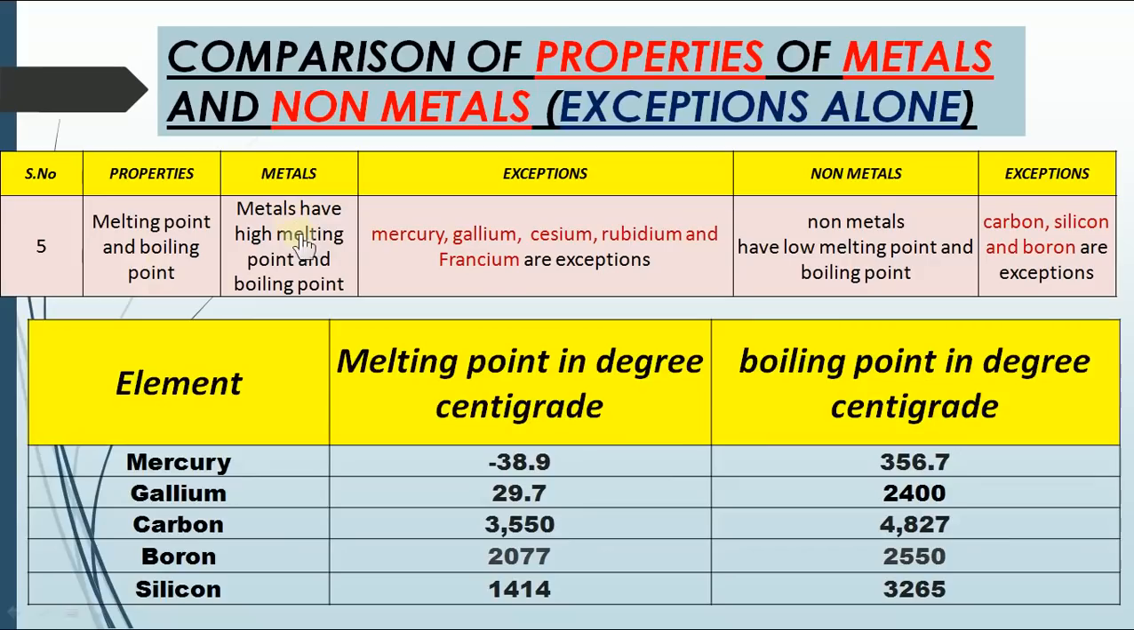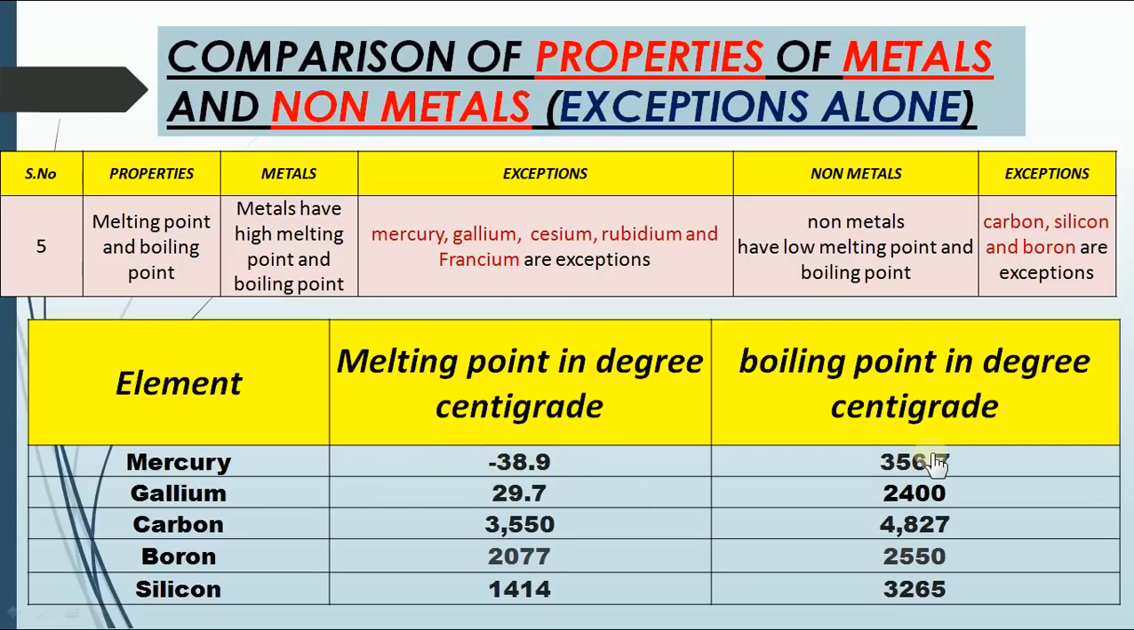Now come to the next property, that is melting and boiling point. Metals usually have a high melting and boiling point, but in our first video we have seen that some metals will melt just above room temperature. The examples are mercury, gallium, cesium, rubidium, francium. These are the exceptions. If you look at mercury, the melting point, just watch here, it's very important: minus 38.9 degrees centigrade, which indicates it's a very low melting point.